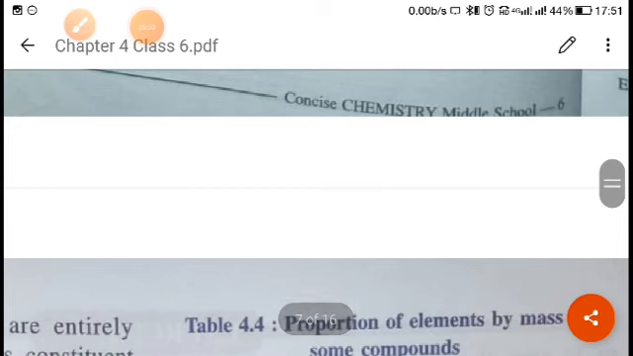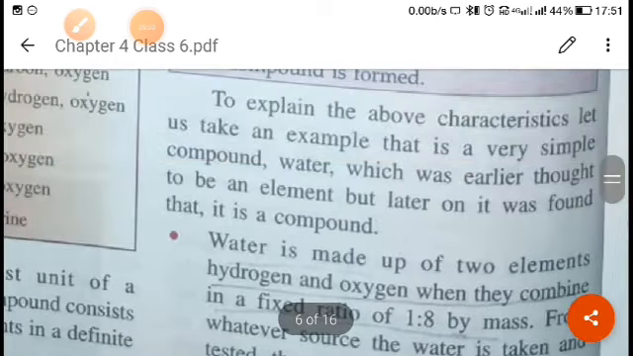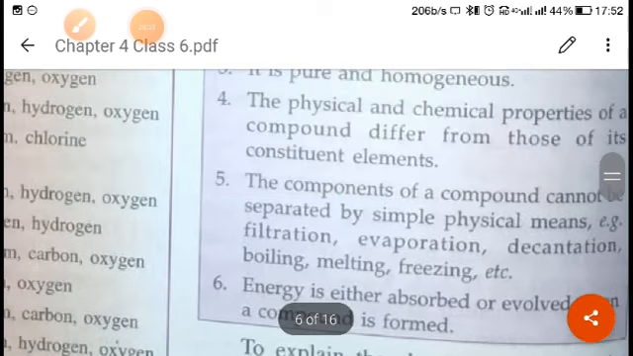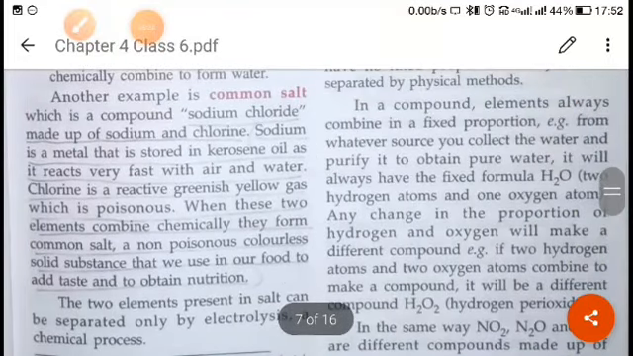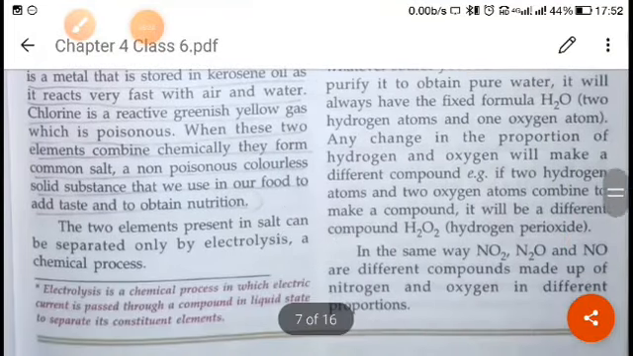Now next, to explain the above characteristics, some examples are given here. I hope this way you will see in the next class. So up to this I hope you have understood what is element, compound and molecules, right? In the next class we will start with the properties. Here in this one example of page number 42, we will see this in the next class.